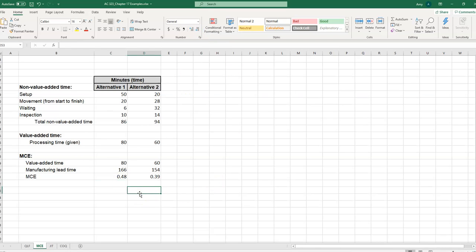Our goal in manufacturing for the manufacturing cycle efficiency value is to get that number as close to 1 as humanly possible. So if we were just looking at the manufacturing cycle efficiency, alternative 1 is the best option for us.